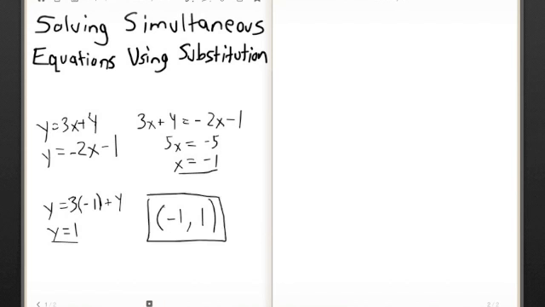So that was pretty easy because both of these equations are in slope-intercept form. But most of the time when you're given simultaneous equations and you're not graphing them to solve, they're not going to be in that form. So let's see how we do it if we're not starting in that form.